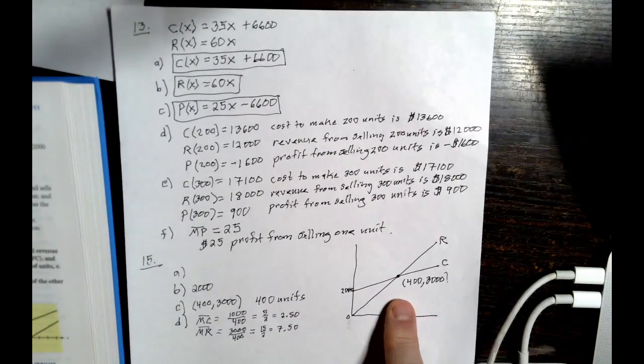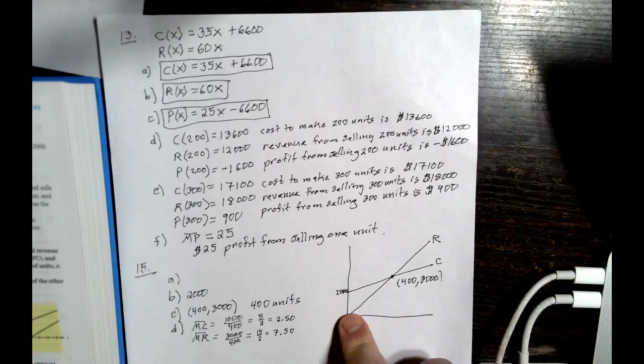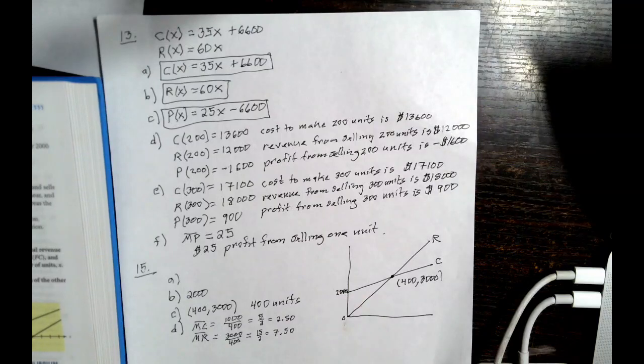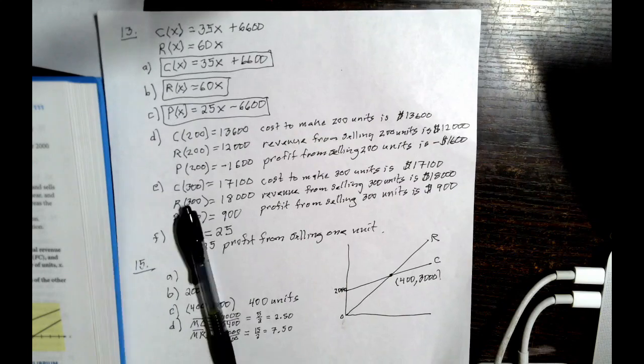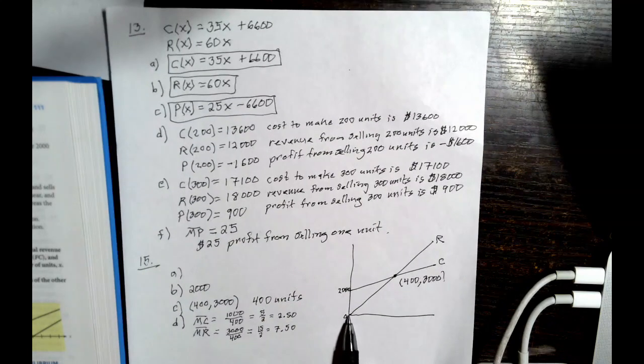15, they give you a chart here in the book, and they say label each function correctly. Well, revenue always goes through the origin. Cost always has a fixed cost intercept. That's how you can tell the difference between revenue and cost: when you sell 0 items, you make 0 revenue. But cost is different. If you make 0 items, you still have to pay your fixed costs. So you can always tell which one is cost and which one's revenue by looking here.